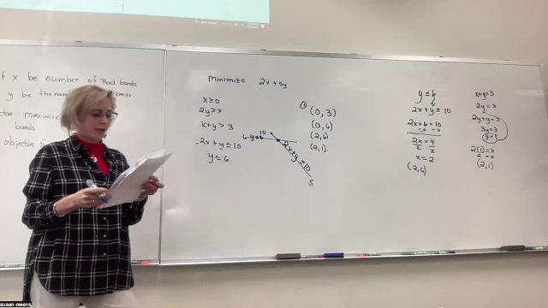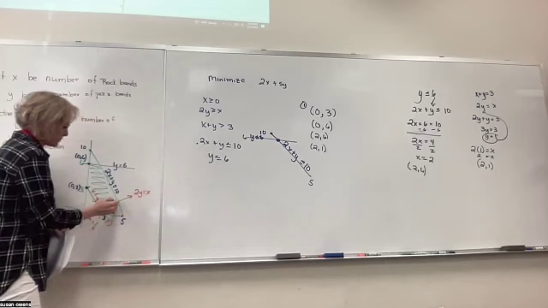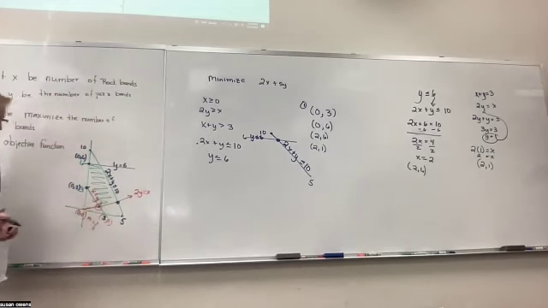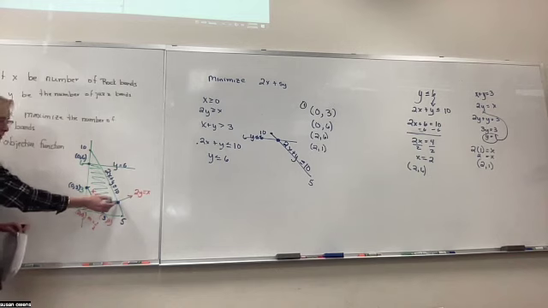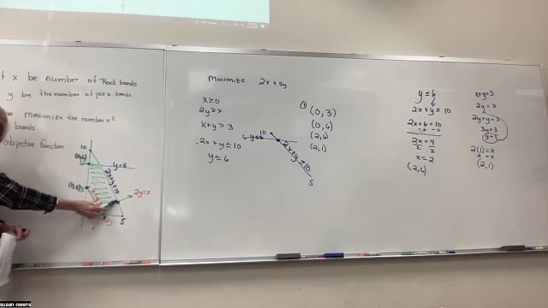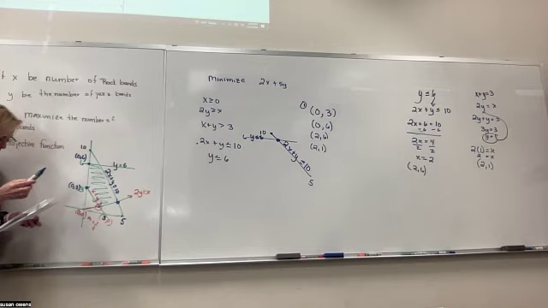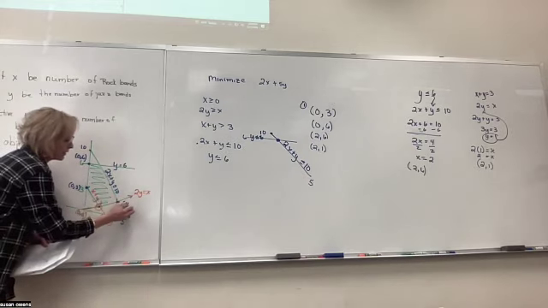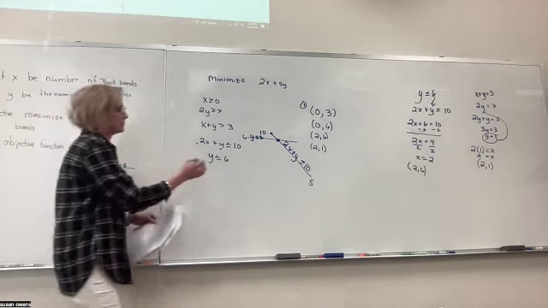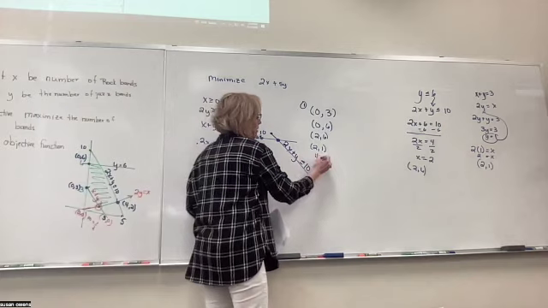Okay, can you look at the graph and tell me what this point is? We won't do the substitution and elimination again, but can you look at that one and tell me what that point is? This one right here. (4, 2). (4, 2), okay. So these are our corners.